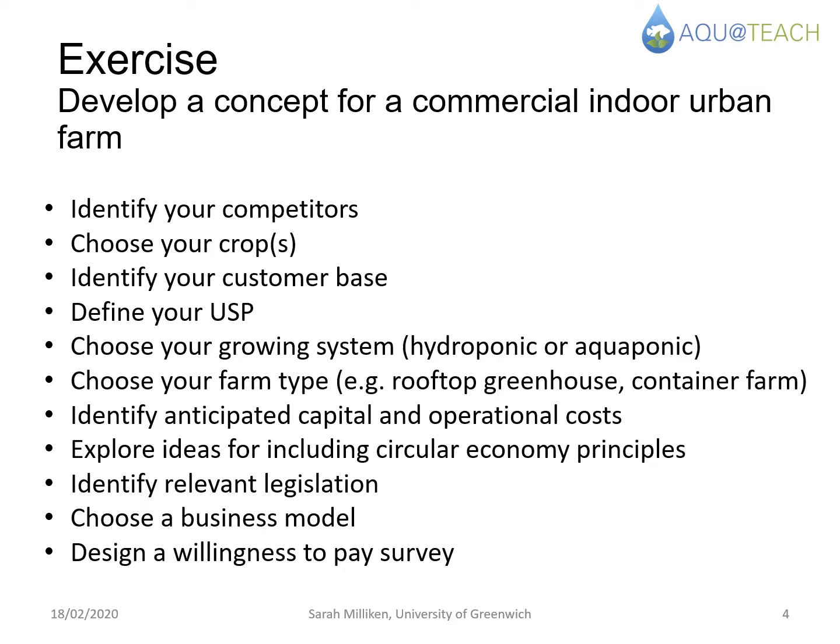Over the course of the module, you are going to develop a concept for a commercial indoor urban farm to grow fresh, local produce. You will develop your ideas in a series of distinct stages and will receive feedback along the way. At any time during the process, you can change your mind about the produce you will grow, your target customers, your unique selling proposition or USP, in other words, what makes your product stand out from that of your competitors, and the type of system and type of farm you will use. At the end of the module, you will upload your final concept and the justifications for your choices to your e-portfolio.